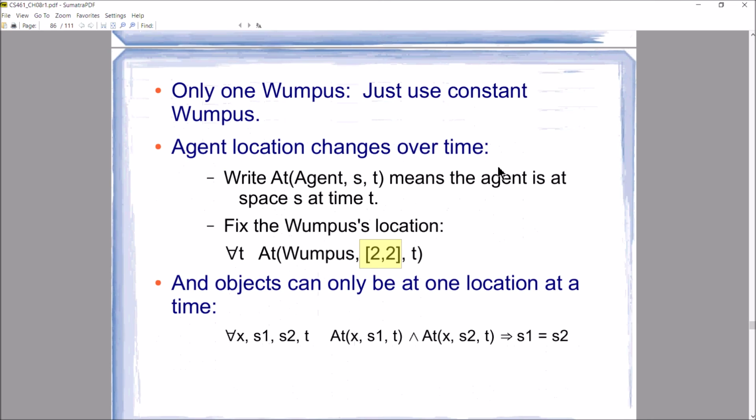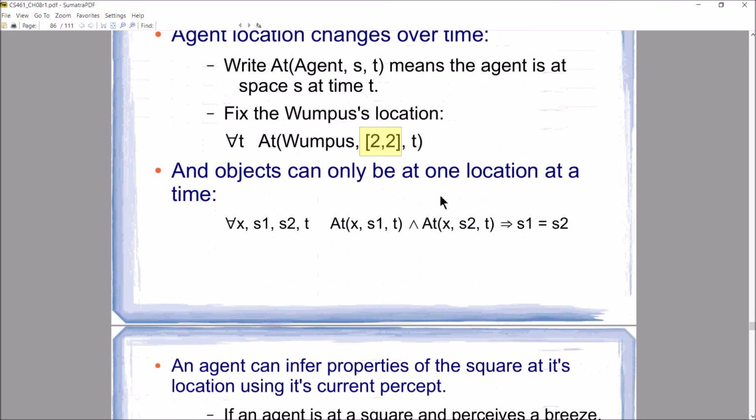Okay? And objects can only be in one location at a time. Okay, so here you've got, for all objects x, s1, s2, and t, what's this saying? Some object x can only be at some space 1 at a particular time, or if it is there, I should say, and that object x is at some square at time 2, that implies that space 1 and space 2 are the same.